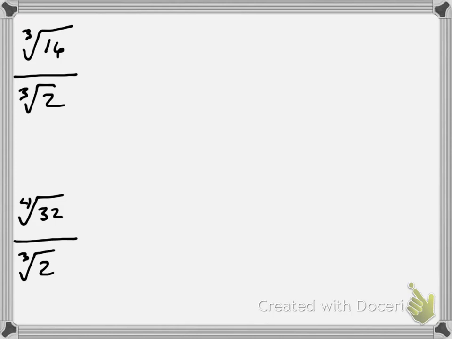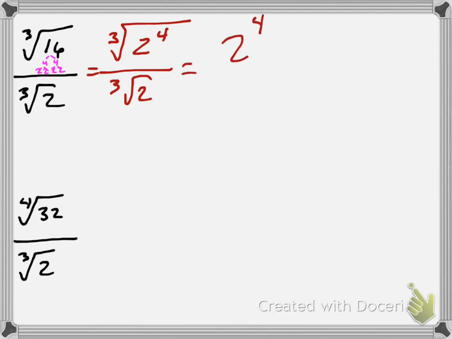So what we're going to do on the top is we are going to write the top and the bottom, numerator, denominator, using rational exponents, like I've shown you today. So 16 is 2 to the 4th. And cube root of 2 is the cube root of 2. All right. The cube root of 2 to the 4th is 2 to the 4 thirds. And the cube root of 2 is 2 to the 1/3.